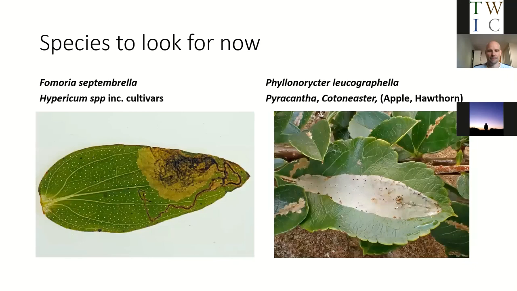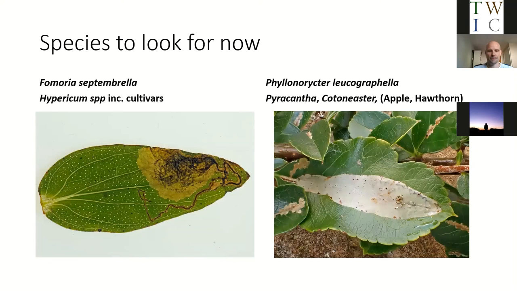And two others, Fomoria septembrella, which is until recently known as Ectoedemia septembrella. This feeds on Hypericums, so that's the St. John's wort. This particular image is on perforate St. John's wort. But it's equally happily on cultivated species as well, especially those that have the slightly smaller, narrower leaves. Again, these hold their leaves well into the winter. You're looking for a long, contorted, narrow gallery, which then opens out into a large blotch. When you get colonies of them, they can be quite numerous.